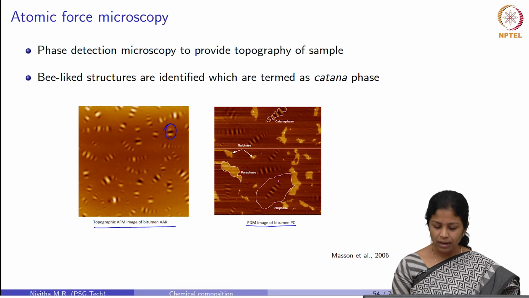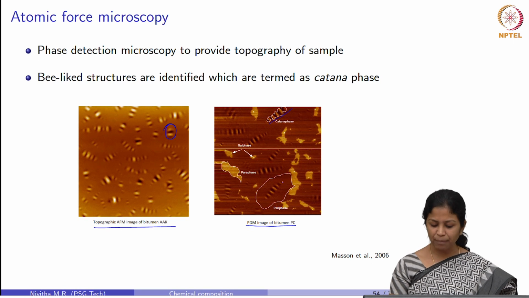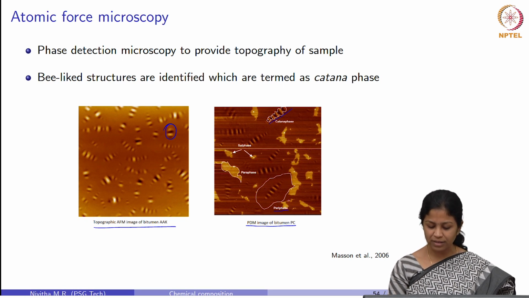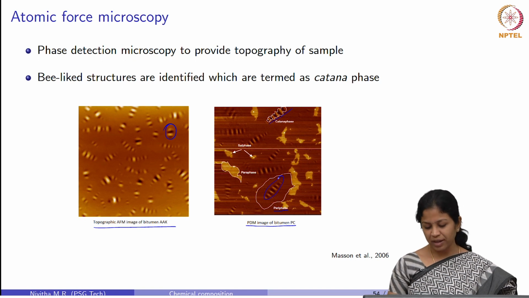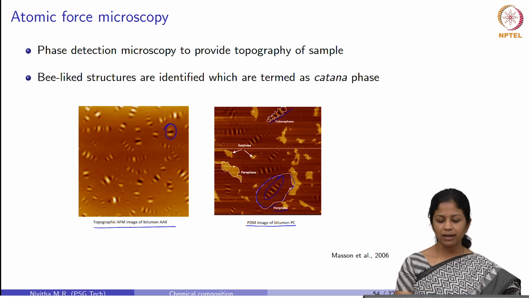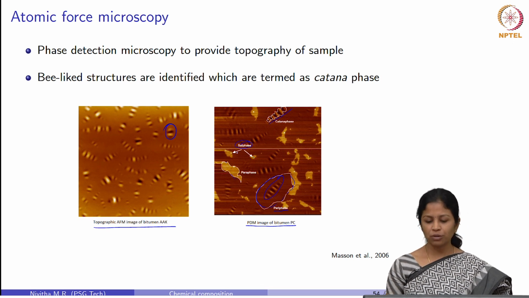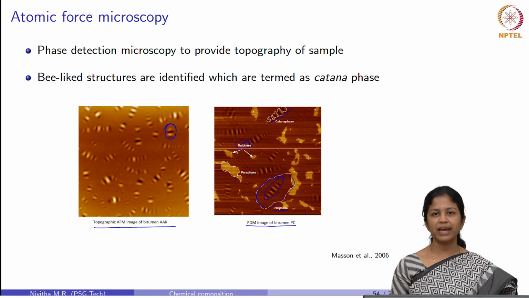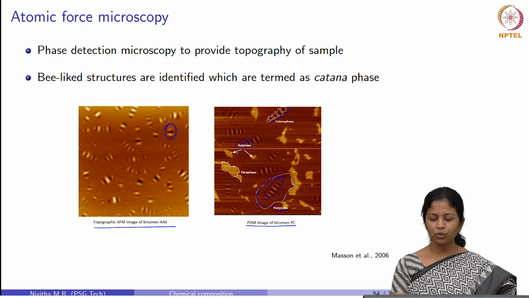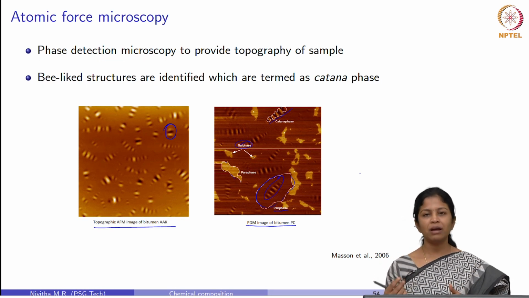The first one is the Catana phase which we had defined earlier, a bee-like structure, and then we have a periphase which is surrounding this Catana phase, right. We have a few other phases, a paraphase which is present here, and we have a few specks which are called Sal phase. Few researchers were able to associate the chemical composition of bitumen to each of these 4 phases. So, research is now underway to interpret this atomic force microscopic image which we obtained for bitumen.